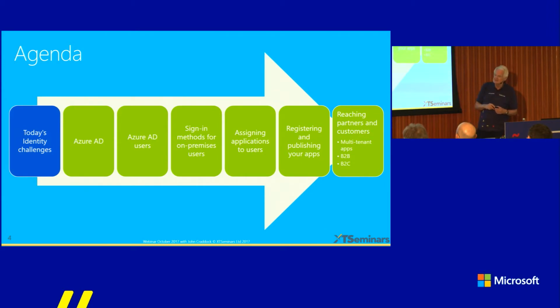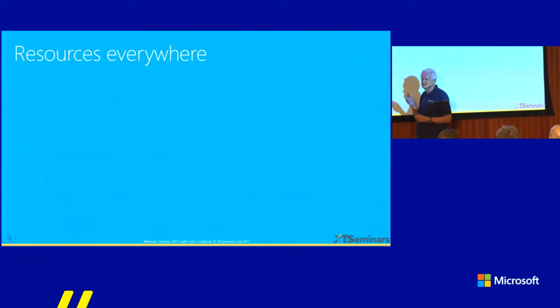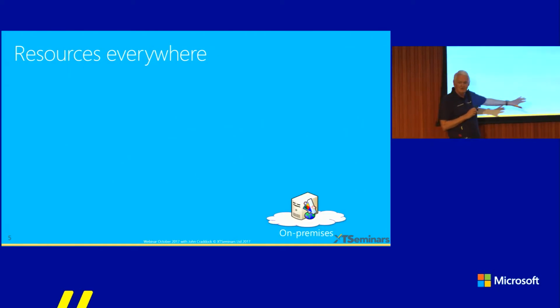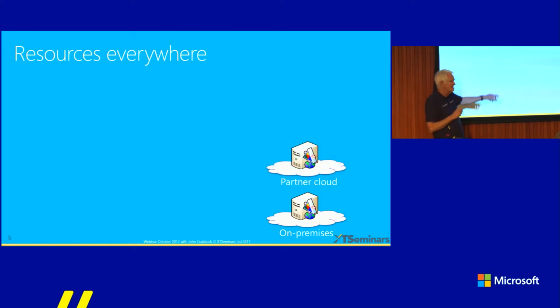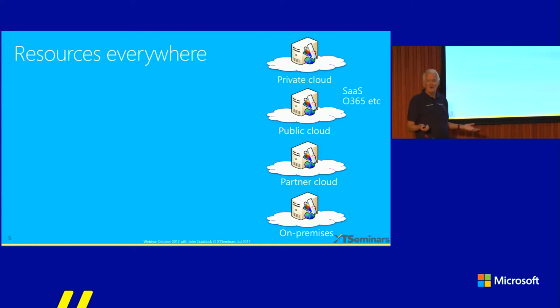So today's identity challenge. With today, what we have is we have resources absolutely everywhere. They're protected resources, but they might be on-prem. They might be our resources. They might be in a partner cloud. They might be in a public cloud, typical Office 365 in a public cloud, or you might have maybe your own private cloud that you've got resources in.